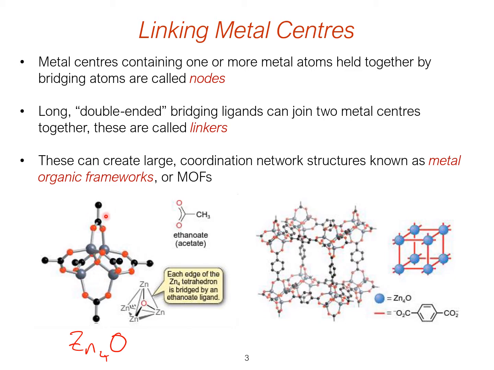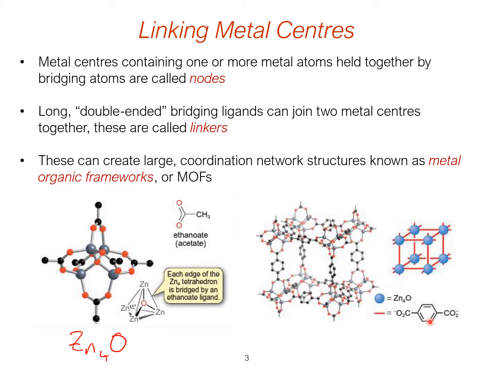Now, in this case, the bridging ligands across the 2 zinc atoms are just these acetate groups. But you can actually get really long ligands that are double-ended, so they'd have these 2 oxygens on both ends of the ligand, and these are called linkers, because then you can essentially get 2 of these nodes and have one ligand joining them up, and that's what's shown on the right here. So the blue circles are these Zn4O nodes that we've shown here, and the red lines are the linkers.